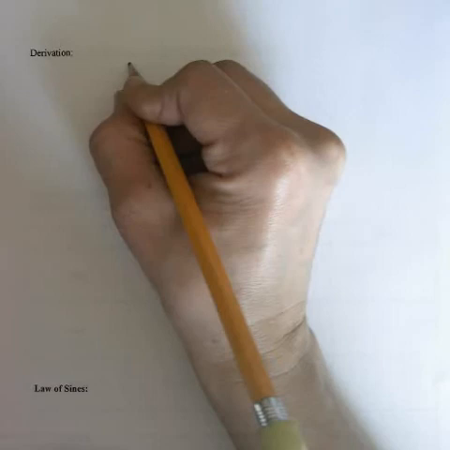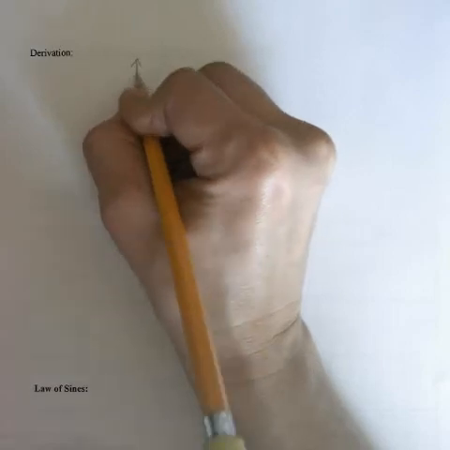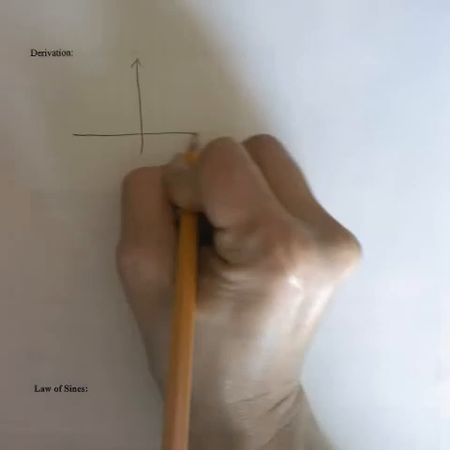All right, first, whoops, I don't have anything on the back page. First, we're going to derive the law of sines. So, like I said, this works for oblique triangles. We don't have to have a right triangle.